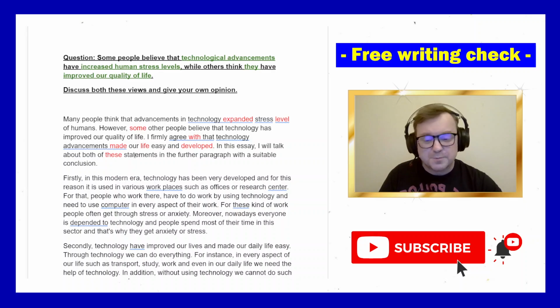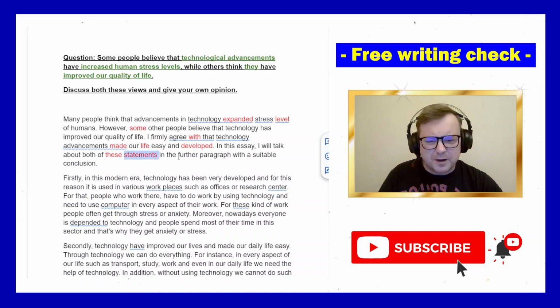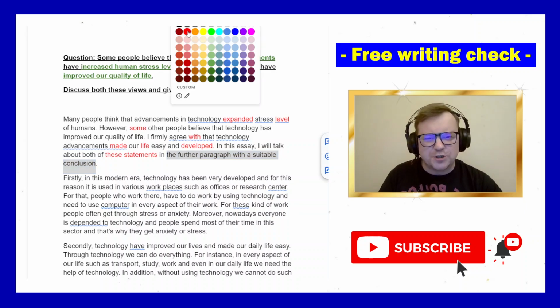Okay, both of these positions, maybe. "In this essay, I will talk about both of these positions." That's fine. "In the further..." Okay, you don't need to tell me in which paragraphs information is going to be, "with a suitable conclusion. Suitable conclusion, your opinion." So all of this is really not academic at all.